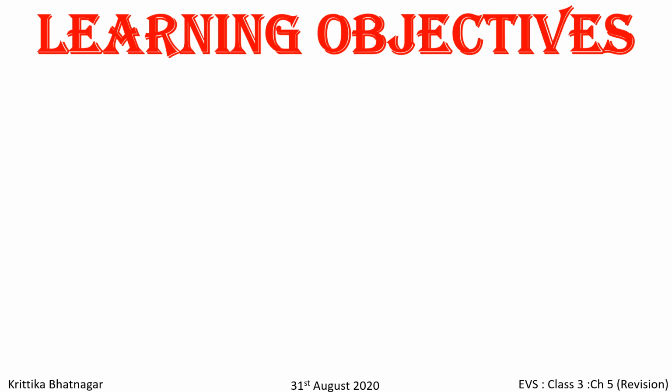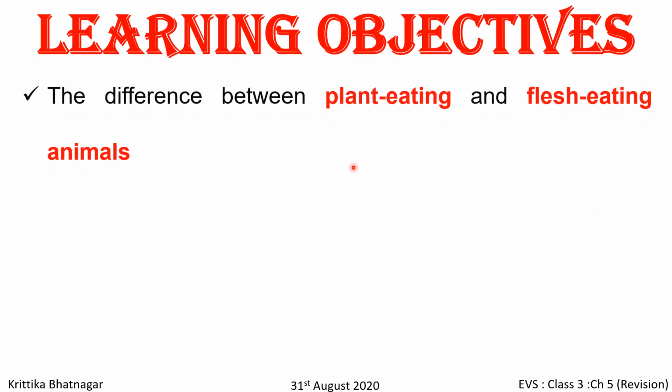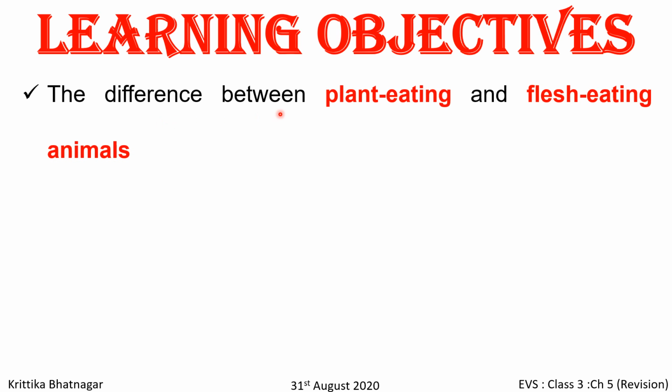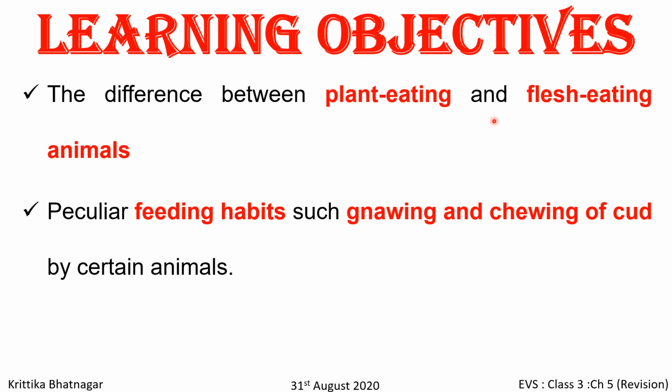The learning objectives of this chapter are: we will learn about the difference between plant-eating and flesh-eating animals, peculiar feeding habits such as gnawing and chewing of cud by certain animals, and the concept of food chain.